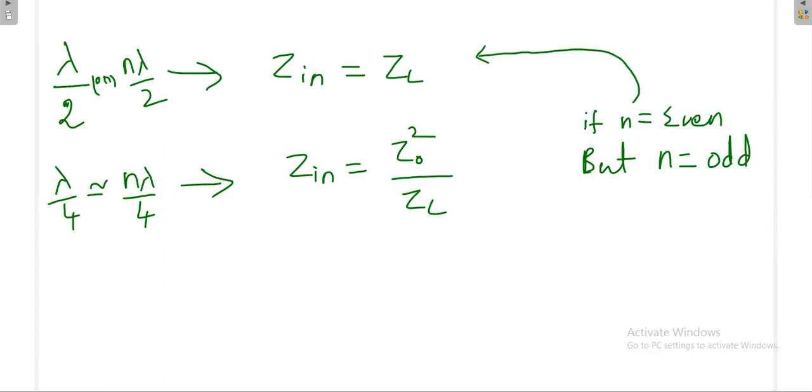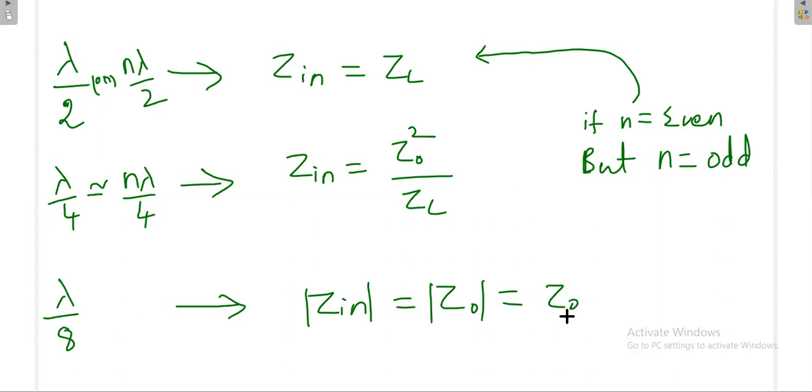Next, we had the lambda by 8 line. If it is a lambda by 8 line, then the magnitude of your input impedance is similar to the magnitude of the characteristic impedance, but this you can also write very simply without any magnitude. This is the comparison of the lambda by 2, lambda by 4, and lambda by 8 lines. So we'll stop with this.